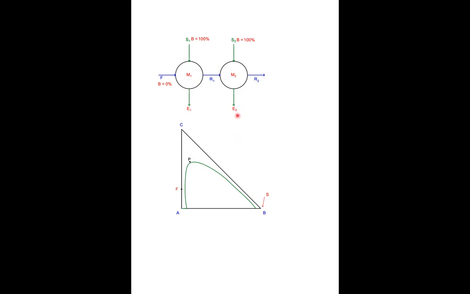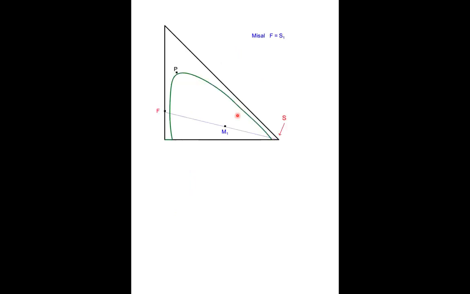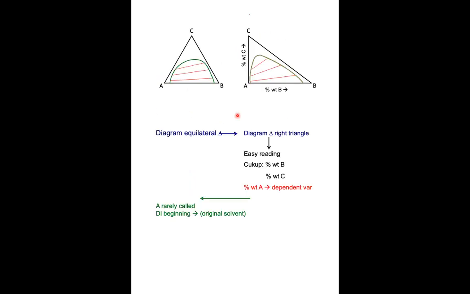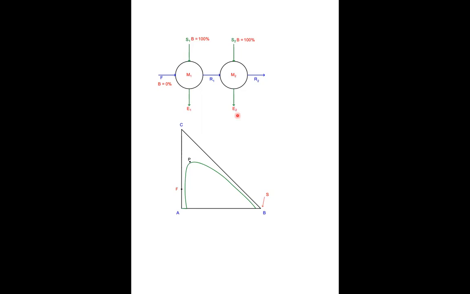Now, how to draw the cross current extraction? Let's have a look. So here, first again, we have the feed. The feed always has... I think it's still better if I write something. Is it okay?